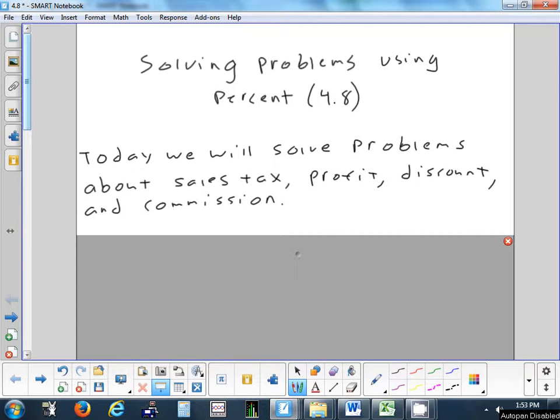So the 4 formulas, one of them is going to be for sales tax. One of them is going to have to do with profit. One of them has to do with a discount. And the 4th one has to do with what's called commission.